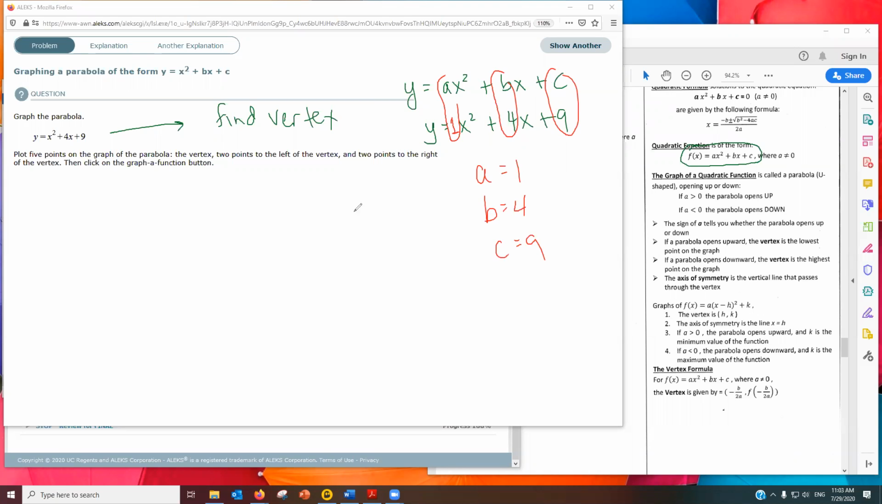All right. I also know that this graph opens upward, right? It opens up because the number in front of x squared is a positive 1. Anytime that number in front of x squared is a positive value, I know it opens up. So I want to find the vertex, which means finding the x, y coordinates of the vertex. So let me start out. Let's find the x value of the vertex.